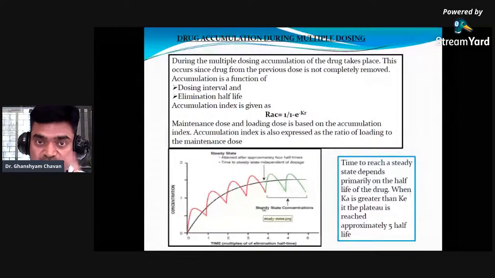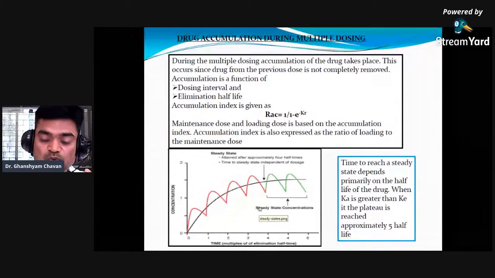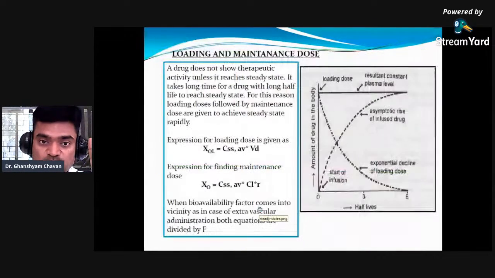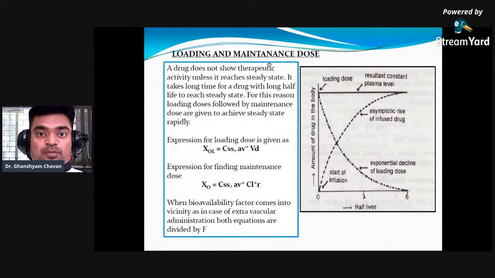So for that, students, we have introduced a new concept, called loading dose and maintenance dose. To bypass this problem, a new concept has been developed, called loading dose. So what is loading dose? It is the primary therapeutic dose which is given at the beginning.